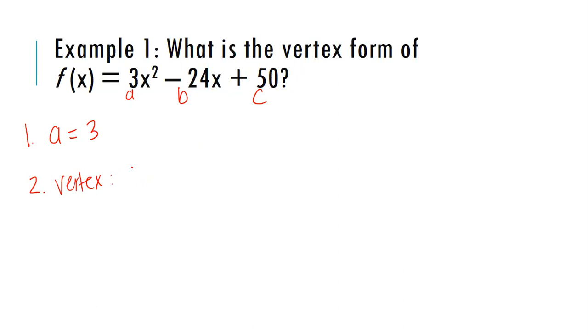And to find your vertex, remember you're using negative b divided by 2a, comma, whatever you get from that, you plug into the function to find your y. So we're going to find the x first. So x equals negative b divided by 2a. So negative negative 24 divided by 2 times 3 equals positive 24 divided by 6 equals 4.